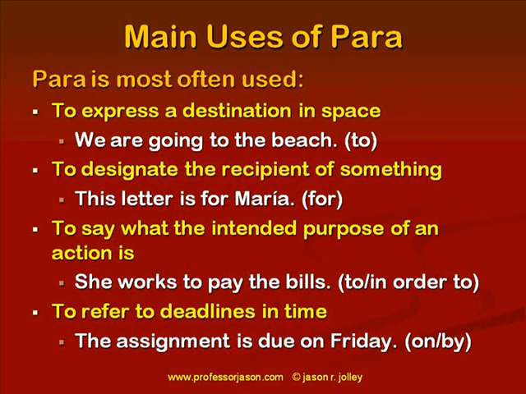The most common uses of para have to do with, first of all, expressing a destination in space, like going to the beach, going to Mexico, etc. Second, designating the recipient of something, usually an object. For example, this letter is for Maria, or this present is for you. Third, to say what the intended purpose of an action is, such as she works to pay the bills. In this sense, it means in order to pay them. Or finally, to refer to deadlines in time. For example, the assignment is due on Friday. If you think about it, these four main uses of para all have to do with or focus on moving toward a final destination or target. Okay?